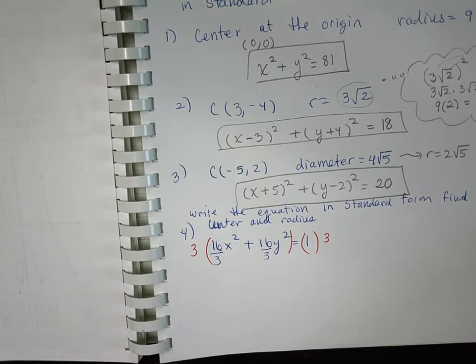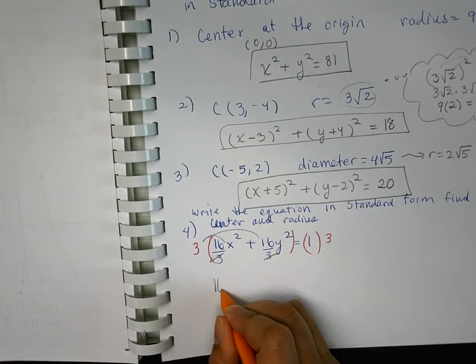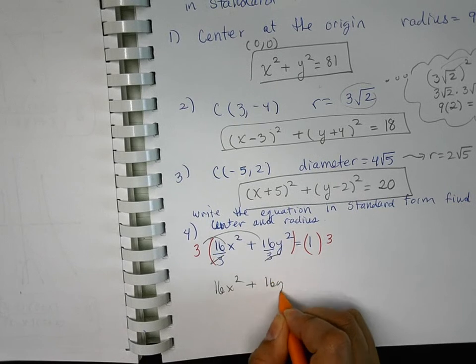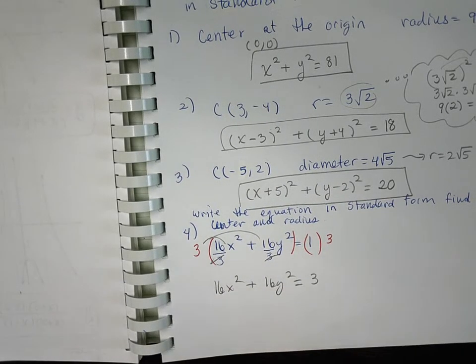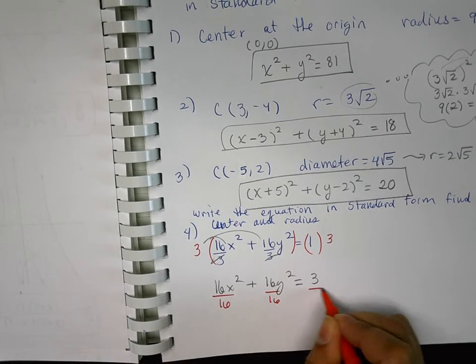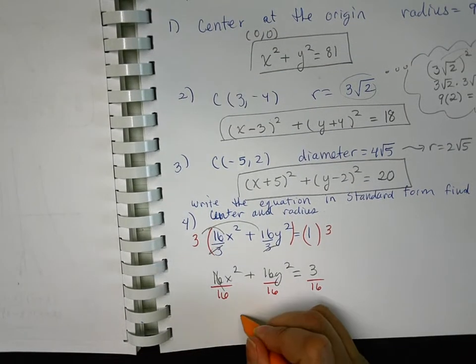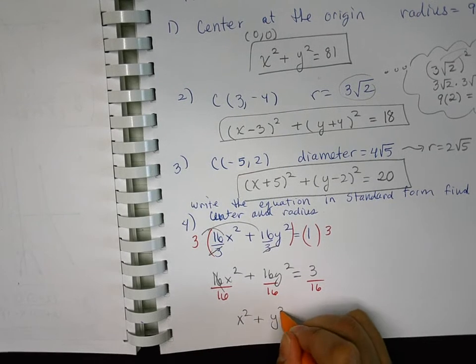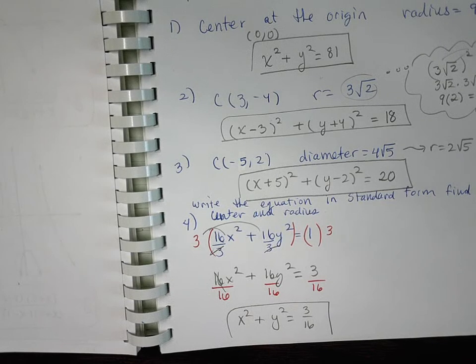When I distribute that, these cross out. Do you agree? 16 x squared plus 16 y squared equals 0 or 3? 3. All right, what do I divide everything by now? 16. That's the same as multiplying both sides by 1/16. Gone. X squared plus y squared equals 3 over 16, and that's standard form. We're not done with the problem, but we're done with the first part, which was to write it in standard form.